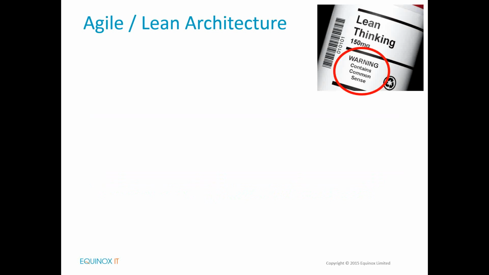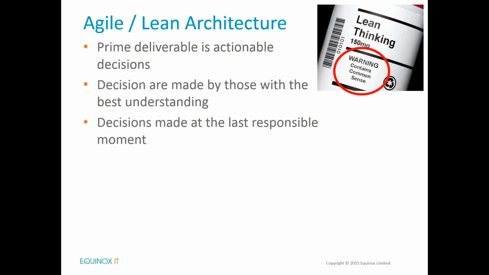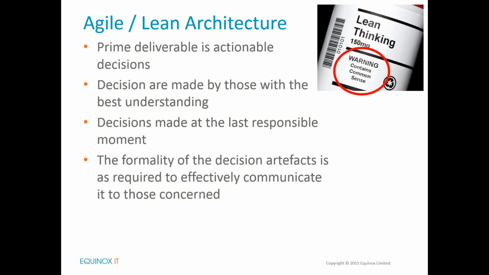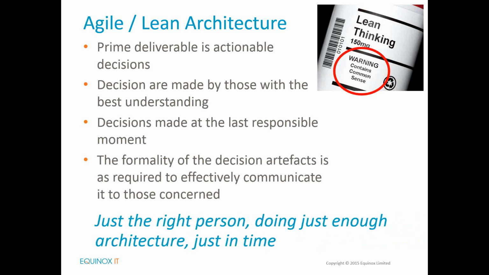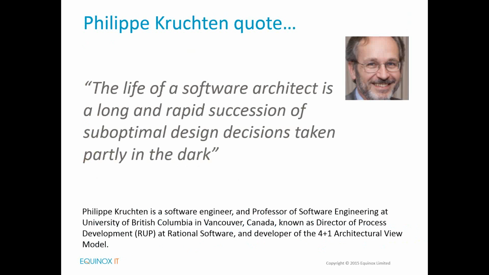Okay, so we put these things together. The prime deliverable from Agile architecture is actionable decisions. Those decisions are made by those with the best understanding, made at the last responsible moment, and the formality of the decision needs to be just at the right level to effectively communicate it to those who are concerned about it. So in summary, it's just the right person doing just enough architecture just in time. Sounds easy enough. But Philippe Kruchten, who was involved in the Rational Unified Process, had this quote: the life of a software architect is a long and rapid succession of suboptimal design decisions taken partly in the dark. So not necessarily much has changed since those days.